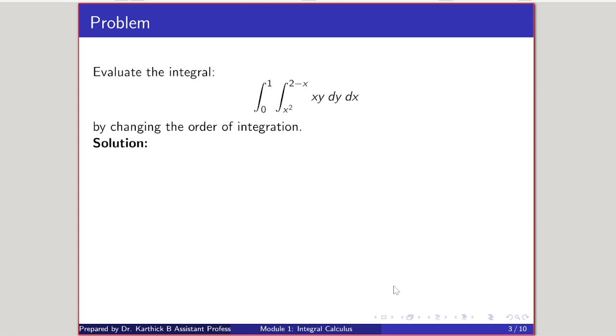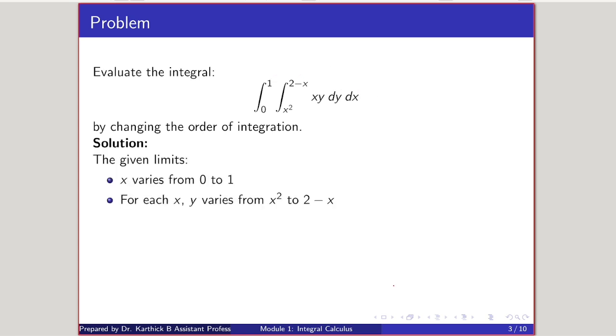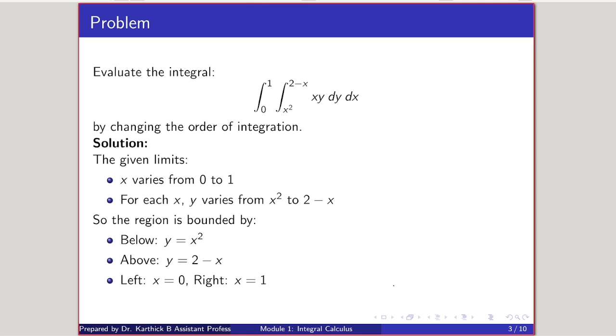Before that, we may take the limits. The y varies from x square to 2 minus x, and the x has a limit of constant. So it is in the correct form, so we may do the problem here. The limits: x varies from 0 to 1 and y varies from x square to 2 minus x. These are the given limits, from which we can make a region.